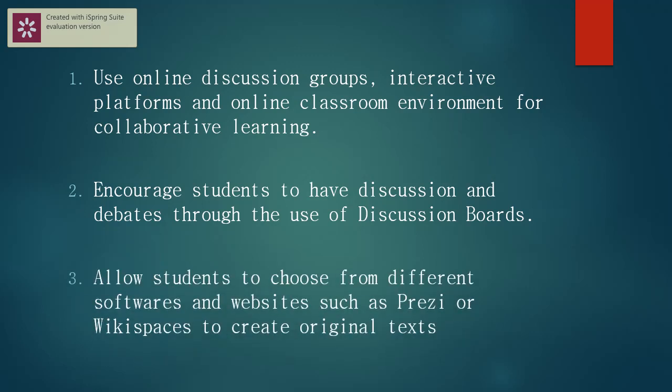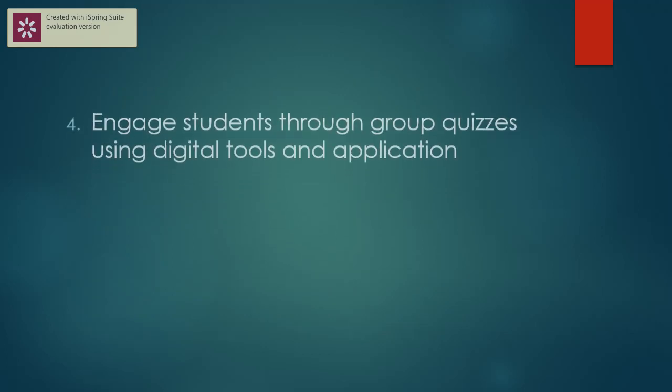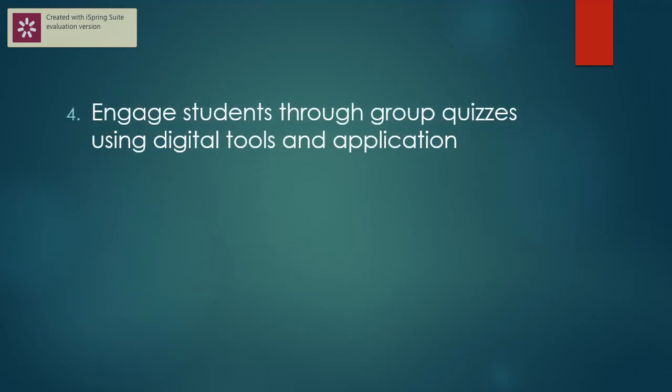Number 3 allows students to choose from different software and websites such as Prezi or Wixspaces to create original text. So in here, the students are asked to create their own composition of a certain literature or text. Then we have number 4, engage students through group quizzes using digital tools and applications. In here, we can help students become more creative in their way of expressing their thoughts and ideas in different software.